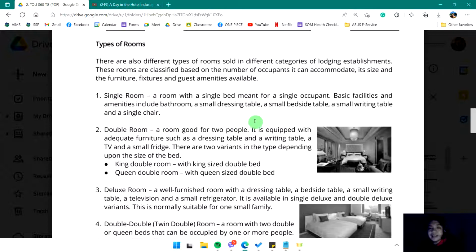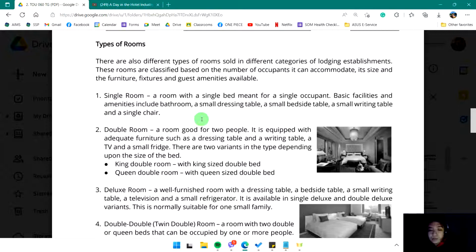Basic facilities are here and amenities include a bathroom, small dressing table, bedside table, small writing table, and a single chair. So basically, the most basic of basic rooms, no? It is meant for one person only, or maybe it can be for two people then naman. And then the amenities inside really are very basic, no? Maswerte ka na siguro kung magkakaroon ka ng kitchen items or kitchen tools. Pero usually bed and then chair and then table and then a bathroom with sink, okay na yun. That is considered as a single room.